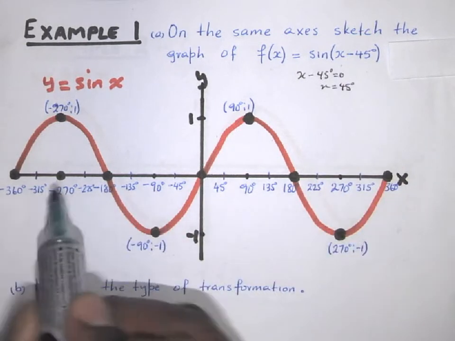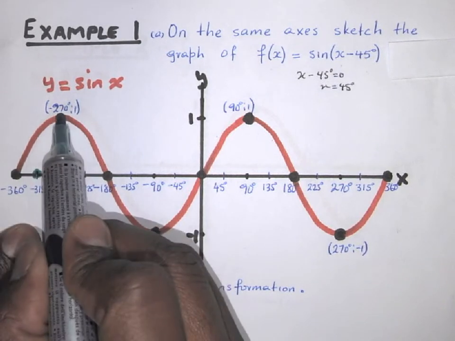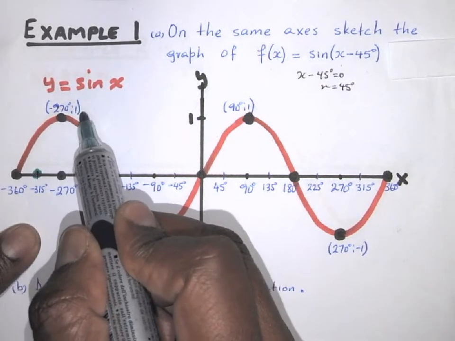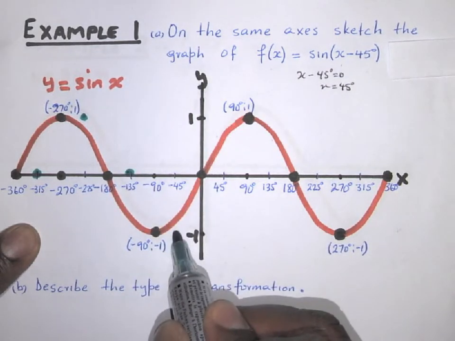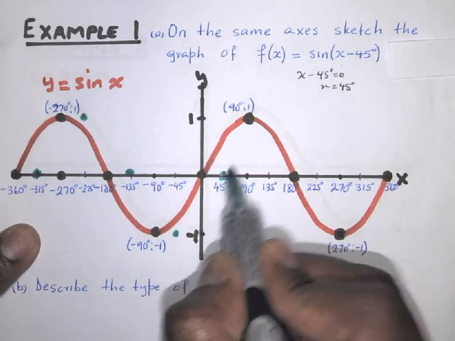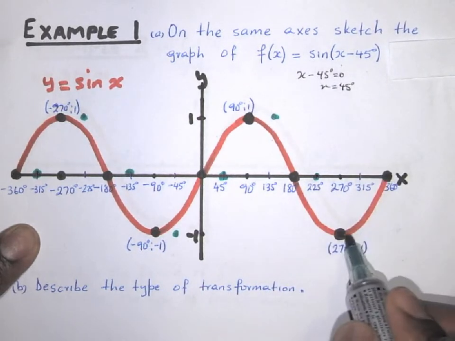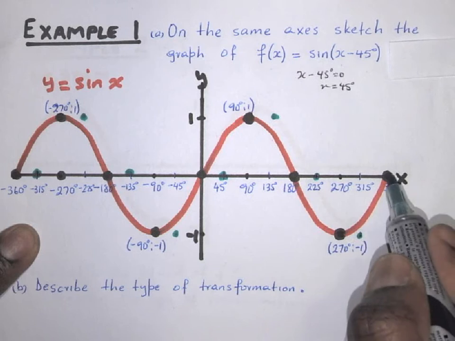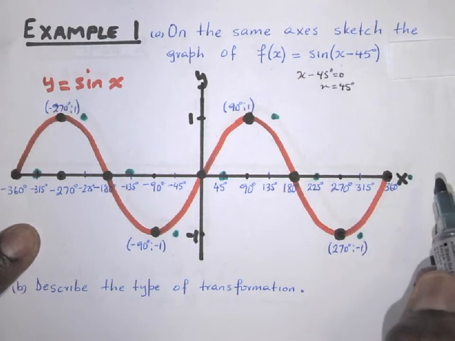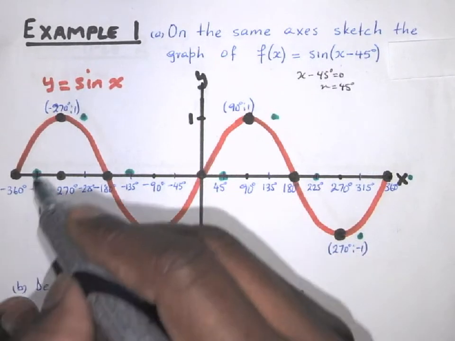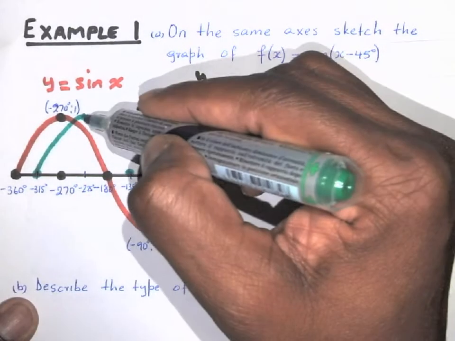If I shift this point 45 degrees to the right, it will be there. If I shift that 45 degrees to the right, it will be there. That one 45 to the right, it will be there. That one will be there. This will be there. That turning point will be up there. This will be there. And this will be there. And that one will be out of 360, so it will be somewhere there. Now, if I join these points like this, you can see what's happening with the graph.